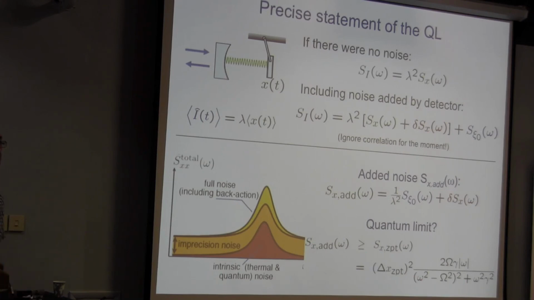And what do I mean by the zero-point noise of the mechanics? Well, I told you, in thermal equilibrium, Sx of omega is just given by the fluctuation dissipation theorem. At zero temperature, this is the expression we're going to get out. Okay, so this is the rigorous statement of the quantum limit. We want to now understand where exactly this comes from.